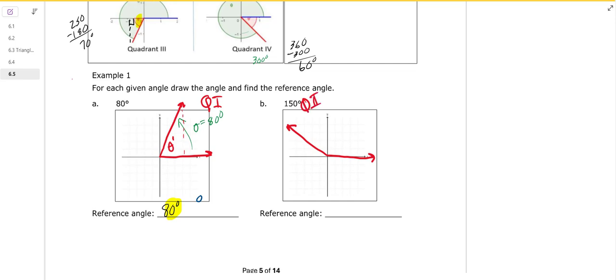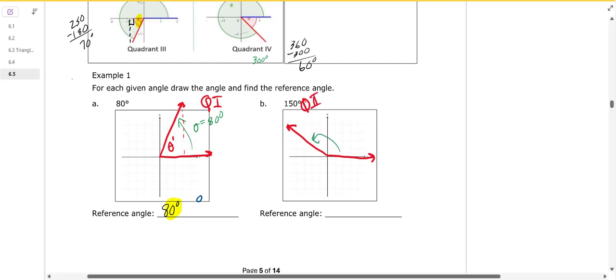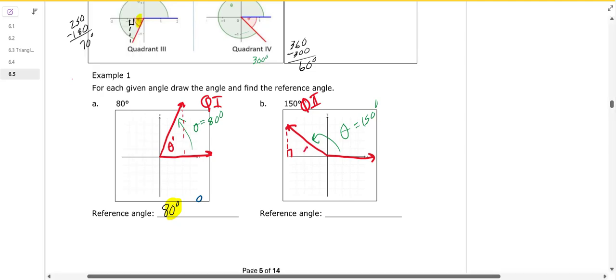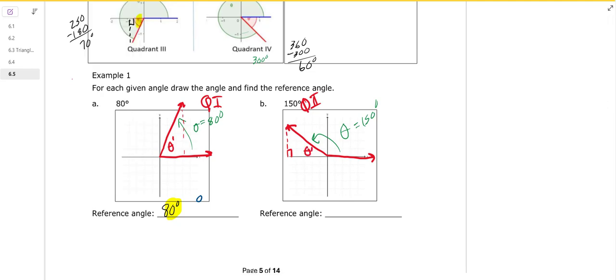Okay, and again, what you get is this is your angle theta. That's the 150 degrees. Then you go straight down to the x-axis to form a reference triangle. And then this angle right here is your reference angle theta prime. Okay, so the way you're going to do this is just reason it out.